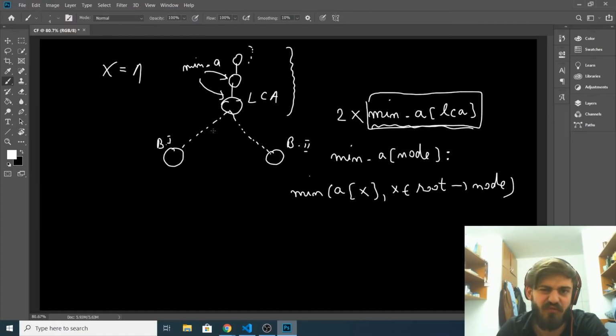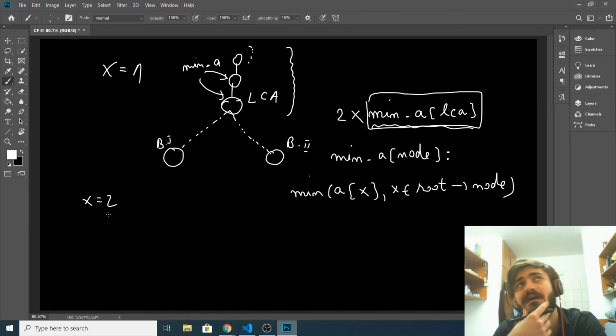Alright, what if I have 4 nodes? That's an interesting question. So what if X was actually equal to 2?